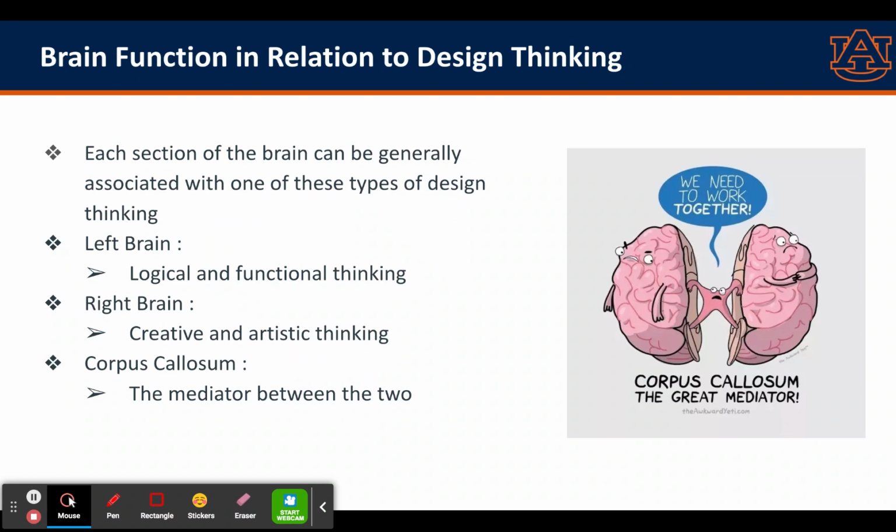There is brain function related to all this. So each section of the brain can generally be associated with one of these types of design thinking. The left brain, which is logical and functional thinking, corresponds to engineered products. The right brain, which is creative and artistic thinking, would be associated with the artful products. And then the corpus callosum, which is the mediator between the two, combines both of those thoughts, which is the design product.